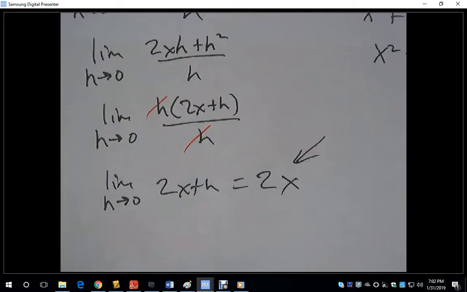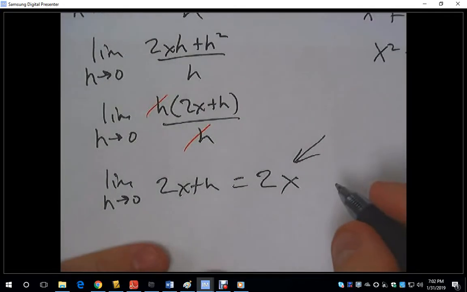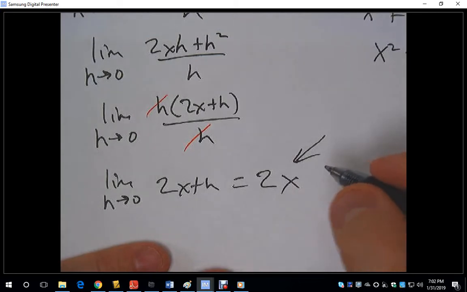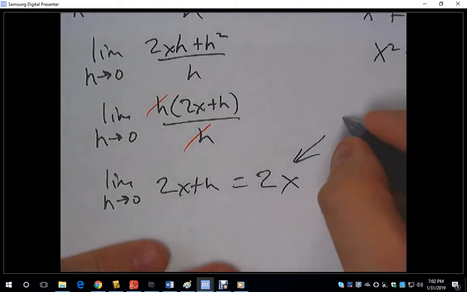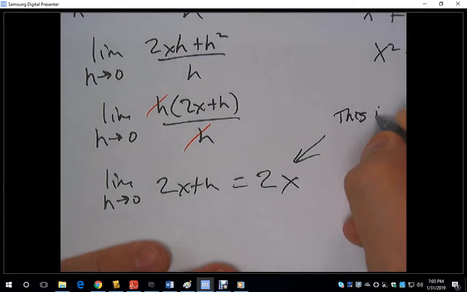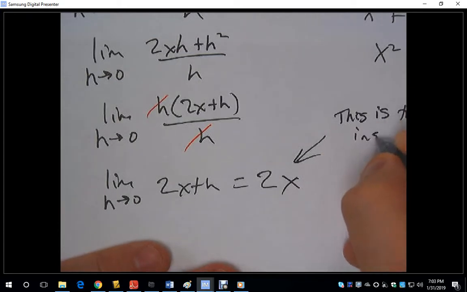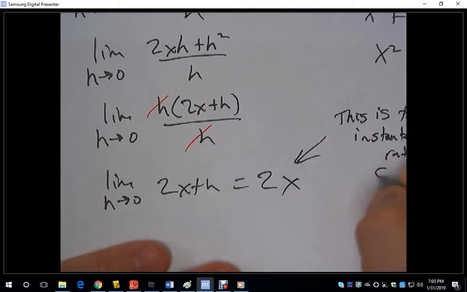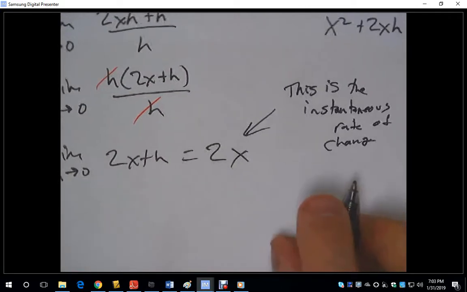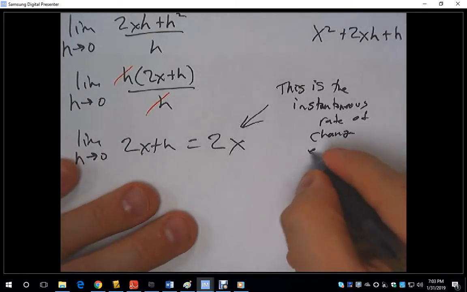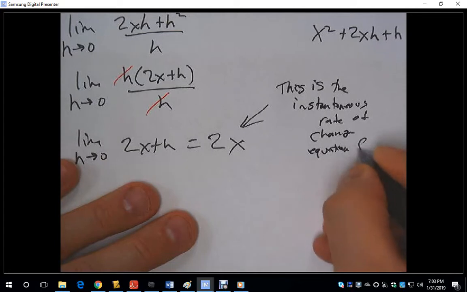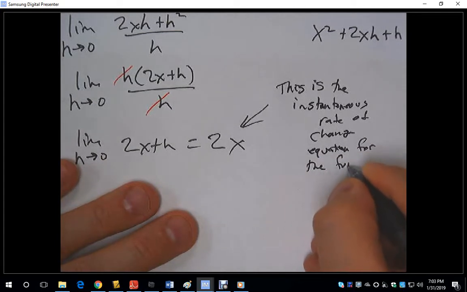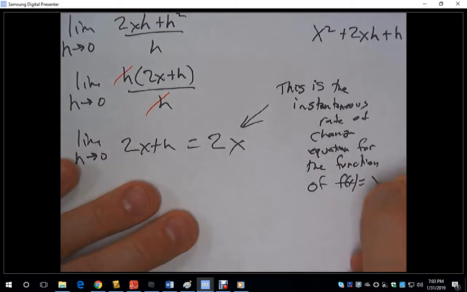This is my instantaneous rate of change equation for the parent function f of x equals x squared. This is the instantaneous rate of change equation for the function f of x equals x squared.